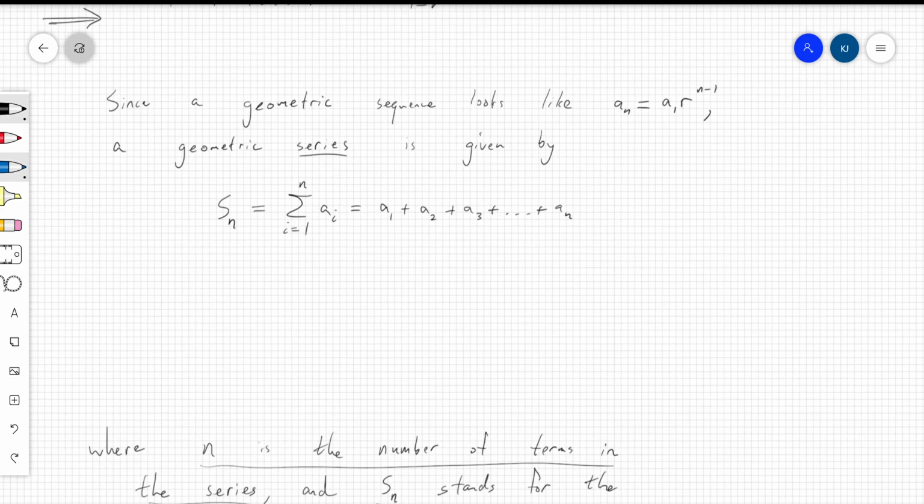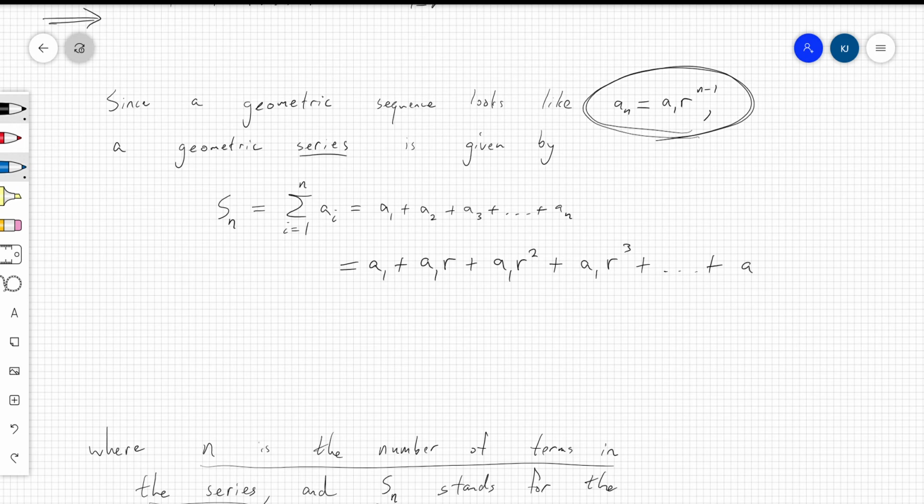So if we're talking about a geometric sequence like this, and I want to add all of those up, then that means that the first term is a1, the second term is going to be a1 times r. To get to the next term, I would just multiply that previous term by another r. To get to the next term, I would multiply the previous term by another r, and so on. And you would do this all the way down to an, which is a1 times r to the n minus 1.